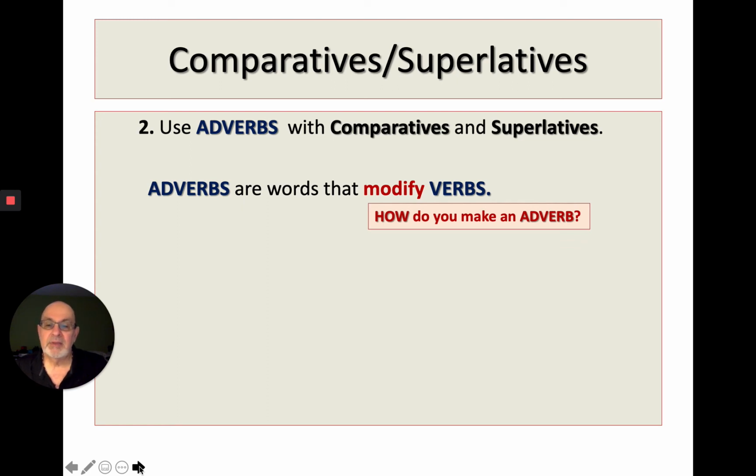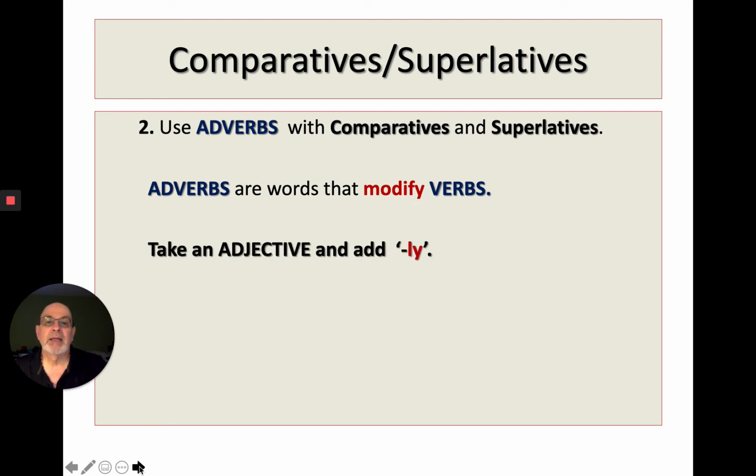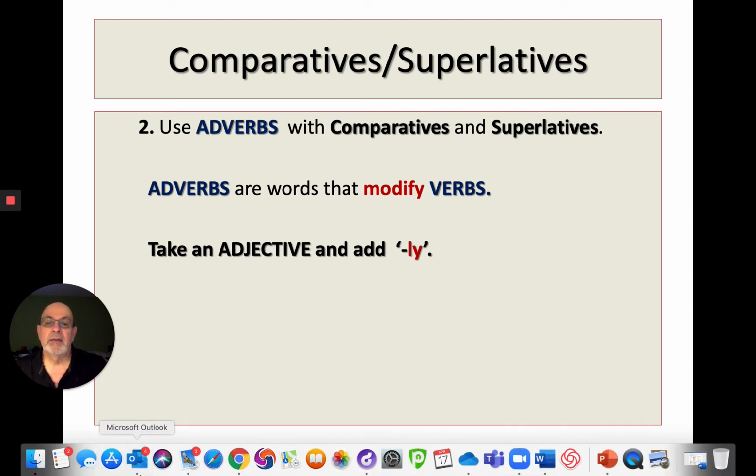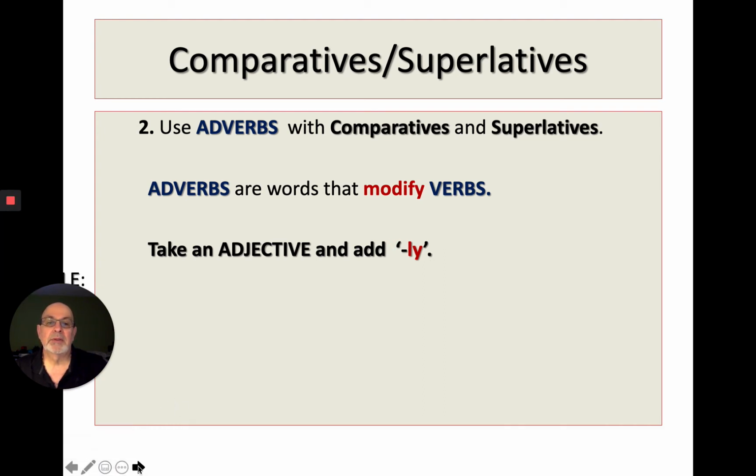And the answer is simple. In French, if you speak French, what you do is you take an adjective and you add M-E-N-T, right? Certain, certainement. In English, what we do is we take an adjective and we add the ly ending, ly, okay? So let me show you how this works, okay?